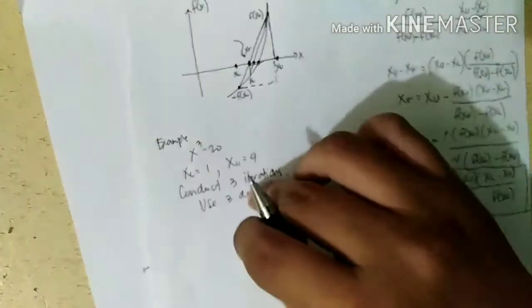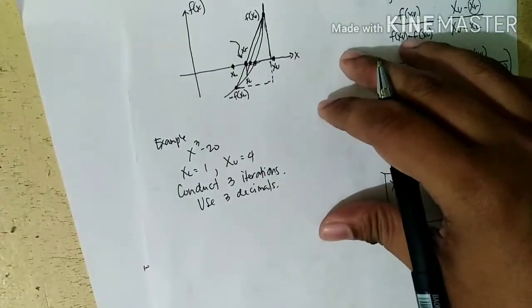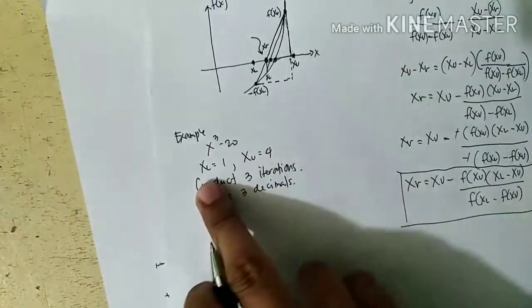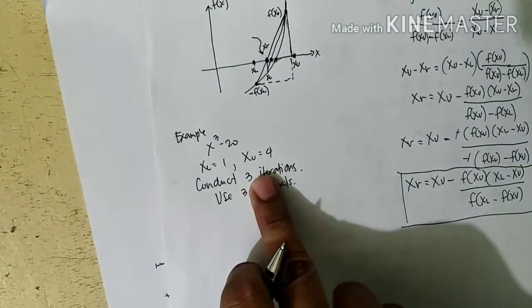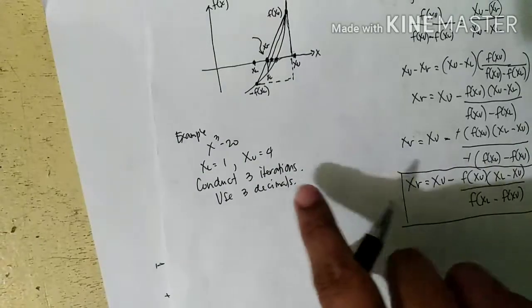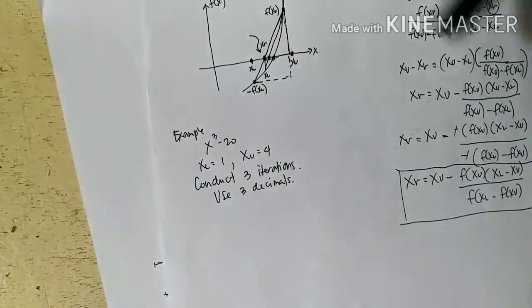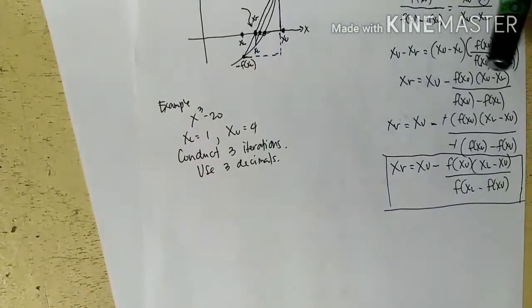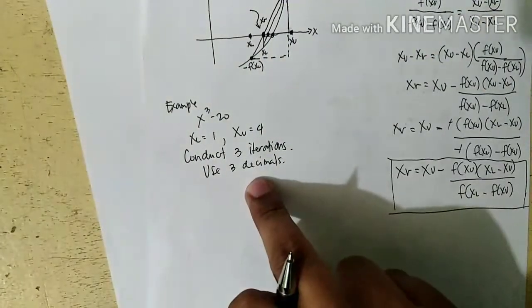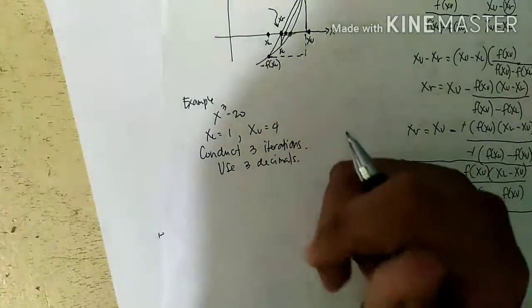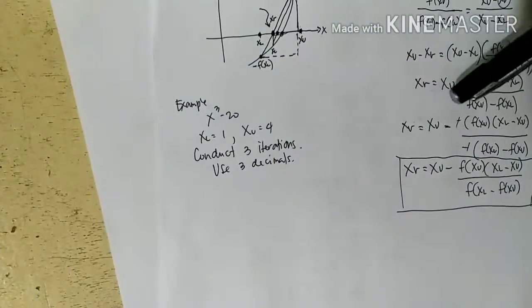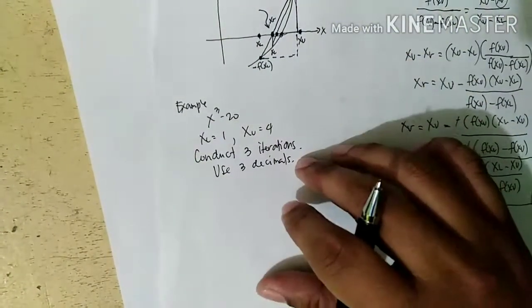Okay, so this is our example. We are using the same equation as in the bisection method, where xl is equal to 1, xu is equal to 4, and we are going to conduct 3 iterations only, regardless of the relative error that we get. And we're going to use 3 decimal points.